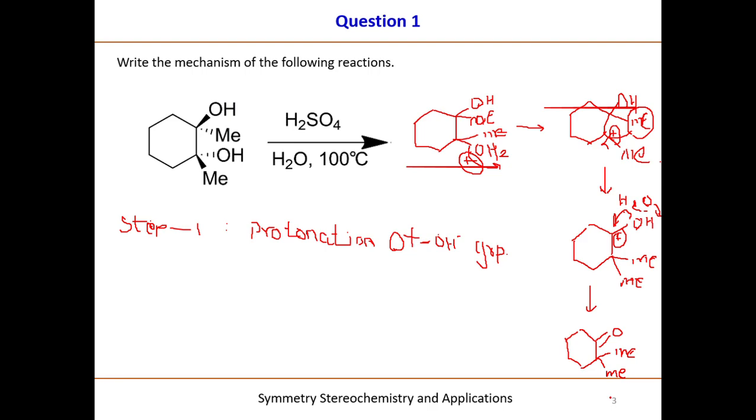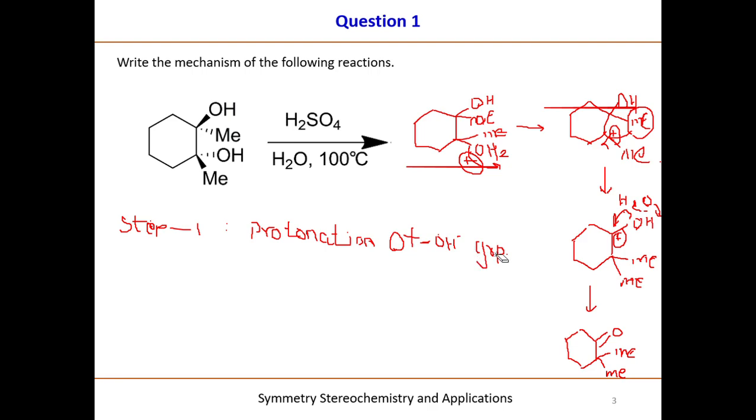Is there any other possibility for this reaction? Anyone? This is the first product. So now we will talk about the second product formation in the same reaction. How can we decide which product is the major one and which is the minor one? We will discuss that also.